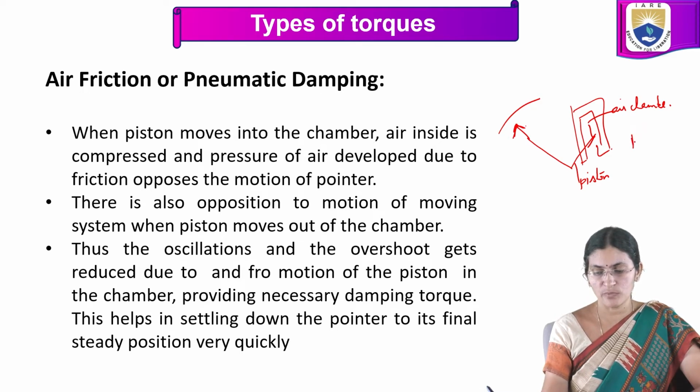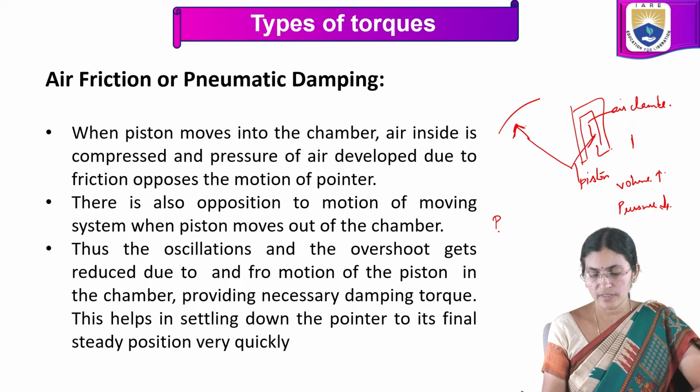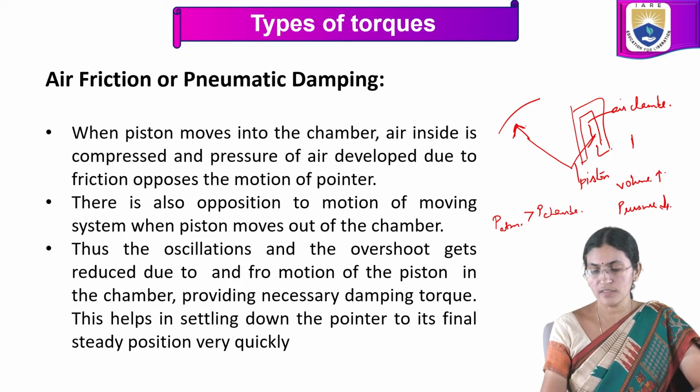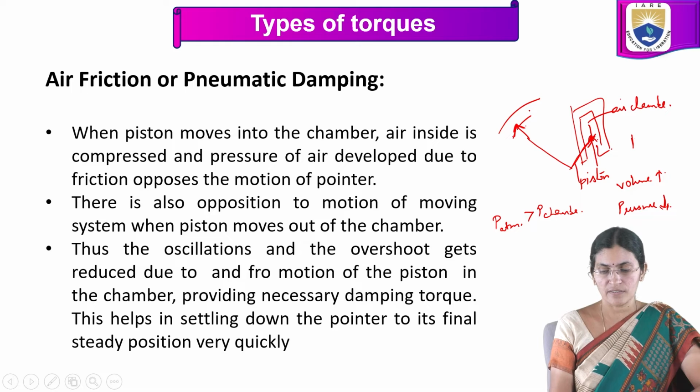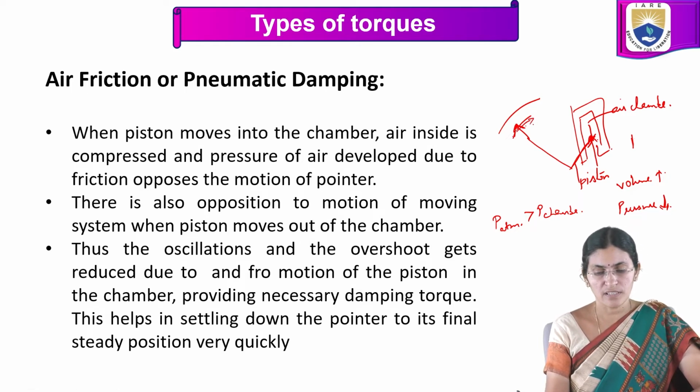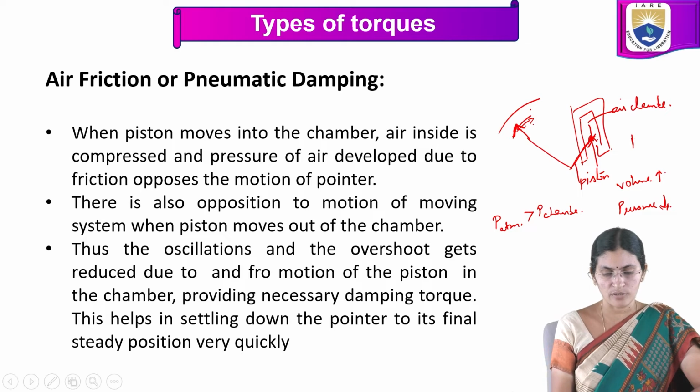Piston moving downwards means the volume of the air inside will increase, and accordingly the pressure inside the air chamber will decrease. As the pressure inside is decreasing, the outside pressure, that is the atmospheric pressure, will be greater than the pressure of the air chamber. So the piston will move inwards. When the piston is moving inwards, the pointer will move towards the right. In this way, it will provide damping torque.